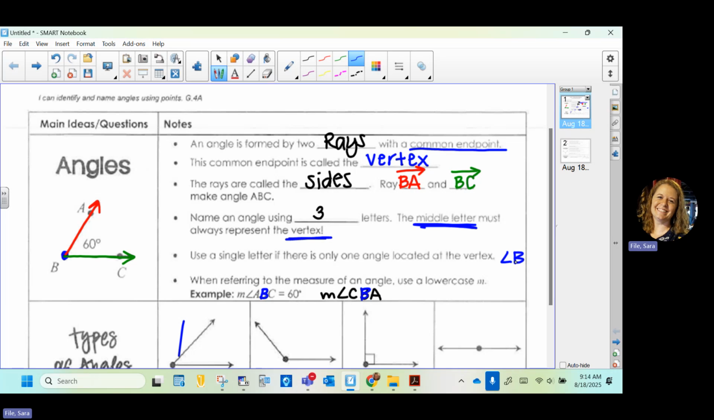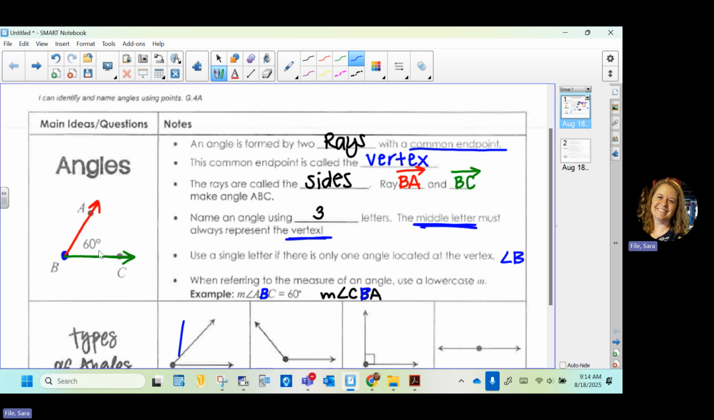If there is a number, not a measure, this has a degree symbol, right? The 60, that's a degree symbol. 60 degrees, that's a measure. So you can't name it by its measure. I can't call this angle 60. But sometimes images are going to have numbers, like a 1, a 2, a 3, a 4, just so you know which angle they're referencing.